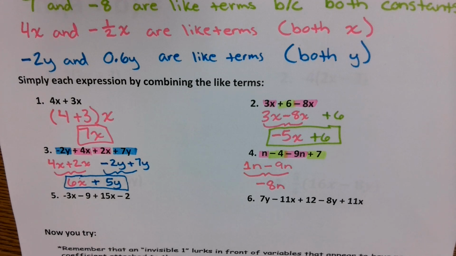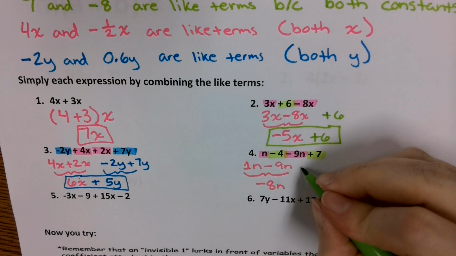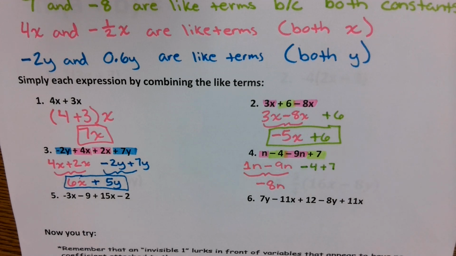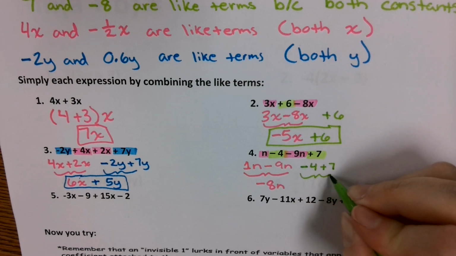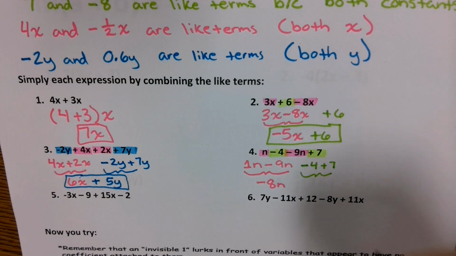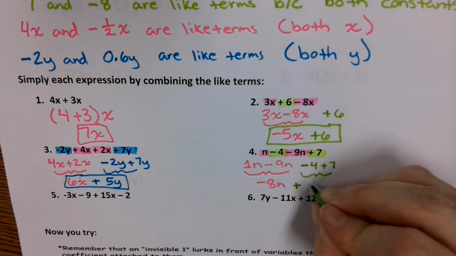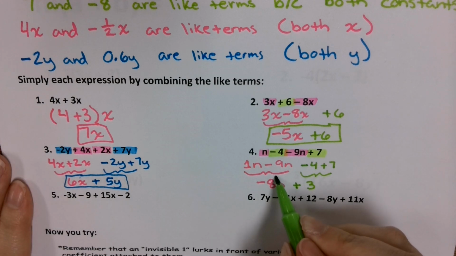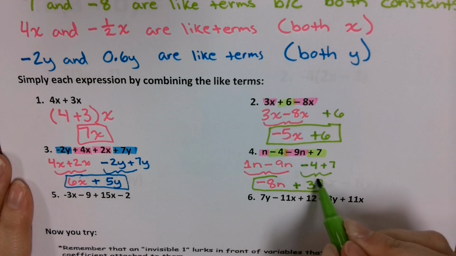All right. Now we've got our constants. Negative 4 plus 7. So negative 4 plus 7 is going to give us what? Positive 3. So I should write my positive sign because I need to put an operation there. So that positive 3 becomes a plus 3. So we get negative 8n plus 3.